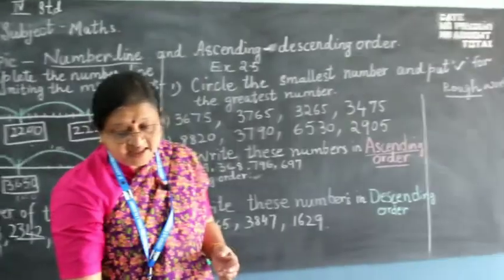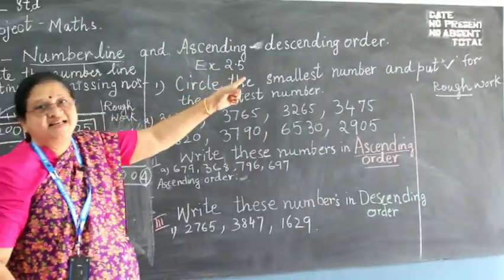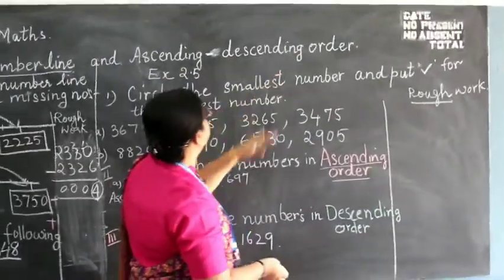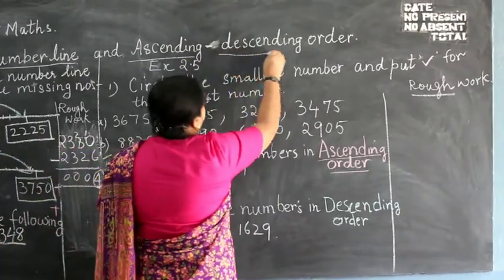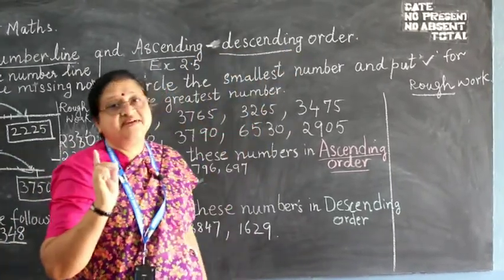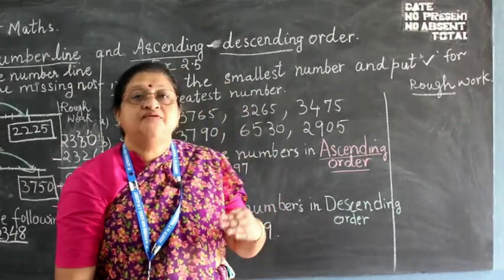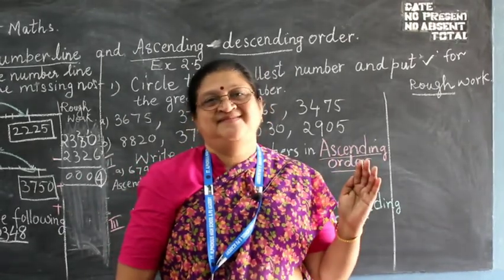The next topic is ascending and descending. Very clearly understand. Ascending and descending. Don't get confused. I've seen many children get confused. Ascending is from smaller number to bigger number.